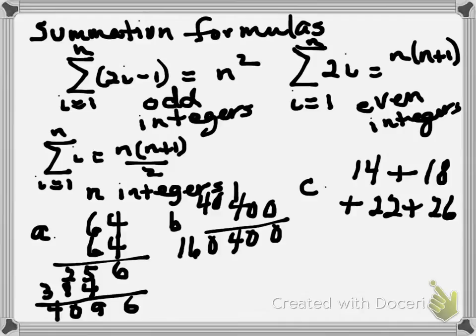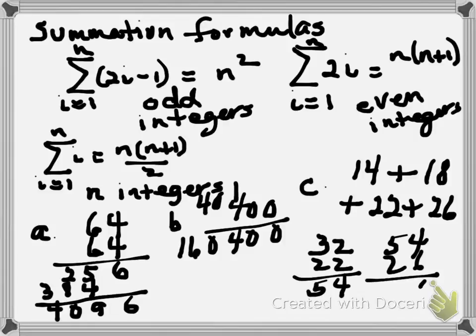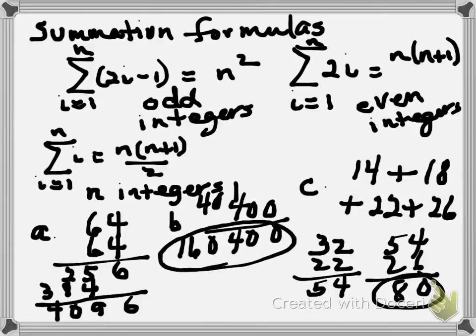So 14 and 18 is 32. 32 and 22 is 54. And then 54 plus 26 is 80. So 2 of these you needed to know the formula, and then 1 of them you had to work it out.